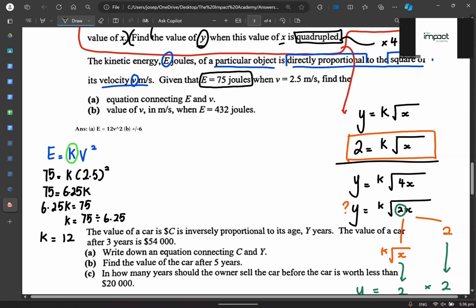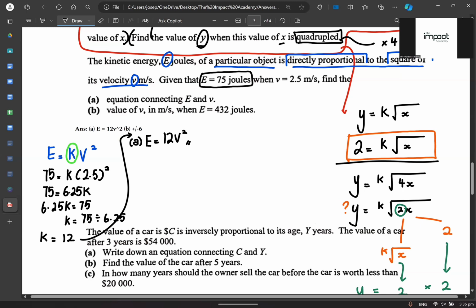Make sense or don't make sense? Okay. Make sense? Yeah. So of course we can form the equation already, right? So I'll continue to form the equation. Very good. E equals to, since K is 12, 12 V squared. Am I making sense? Okay, so this is for A.